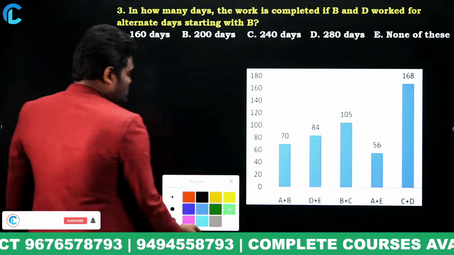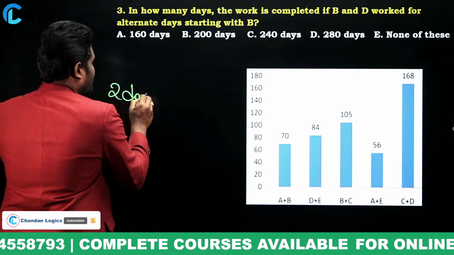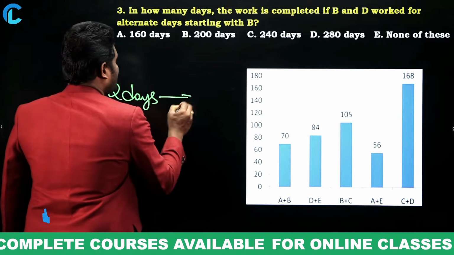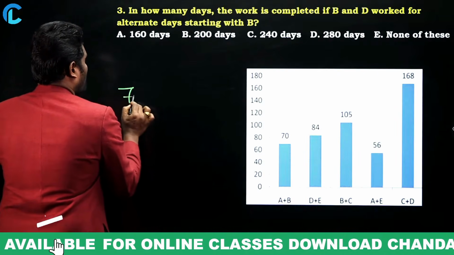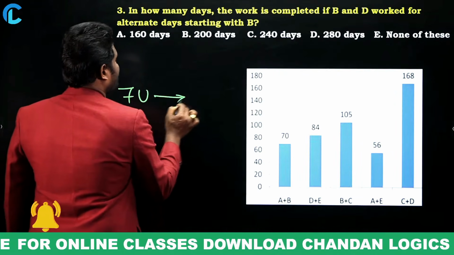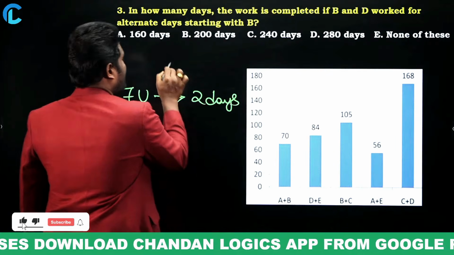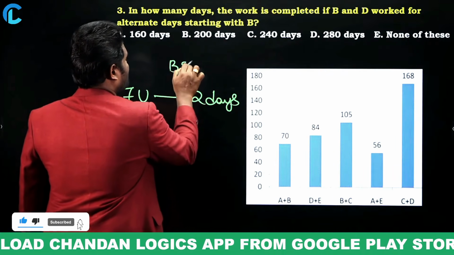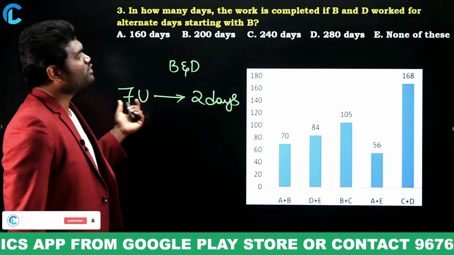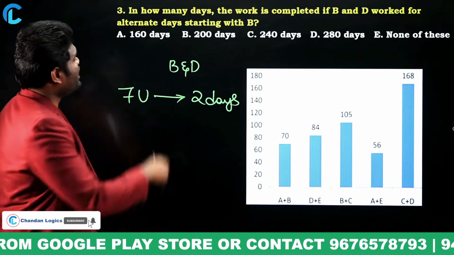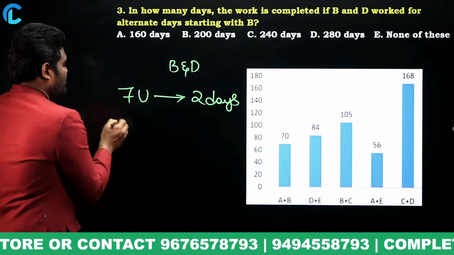Yes. Which means, observe carefully. In 2 days, B and D will do how many units of work? 7 units of work. B and D will do 7 units of work in how many days? 2 days. In 2 days, as they're working alternately, they will do 7 units of work. Now the question is asking, to complete the total work is how many units? 840 units. Yes or no?